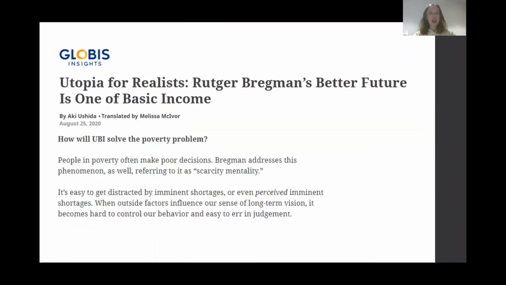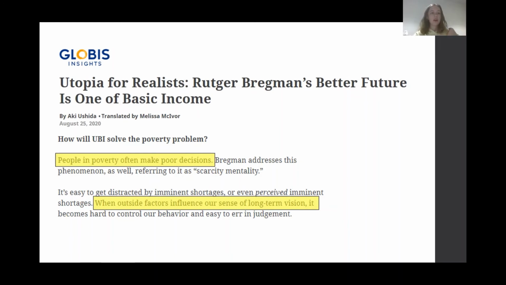It has been shown time and time again that people in low socioeconomic areas are more likely to commit crimes, have health problems, save less, and exercise less. Utopia for Realists author Rutger Bregman has said frequently that people in poverty make poor decisions because of this scarcity mentality, and that it is the fault of the system for not providing support in those times. It's not the fault of the individual.